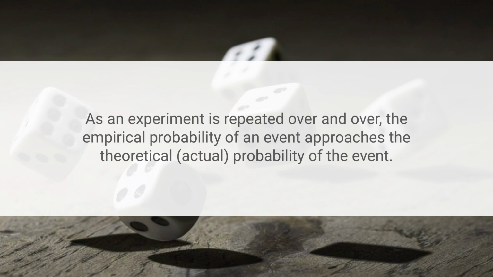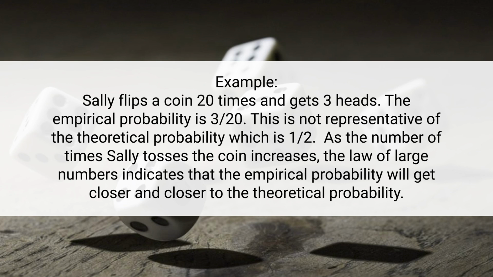This is the way by which you are going to calculate it. As an experiment is repeated over and over, there is the law of large numbers: the empirical probability of an event approaches the theoretical actual probability of the event. For example, Sally flips a coin 20 times and gets 3 heads. The empirical probability is 3 by 20, and this is not representative of the theoretical probability, which is 1 by 2. As the number of times the person tosses the coin increases, the law of large numbers indicates that the empirical probability will get closer and closer to the theoretical probability.